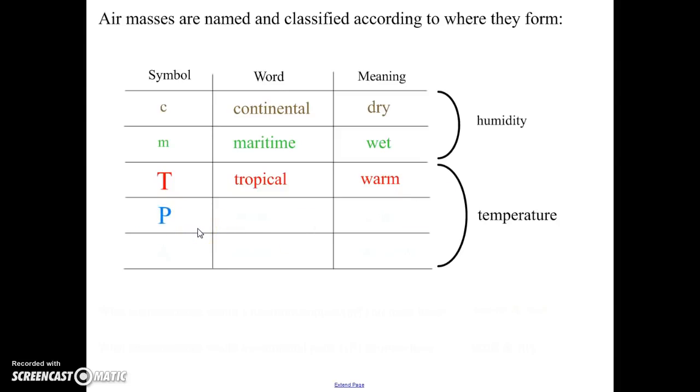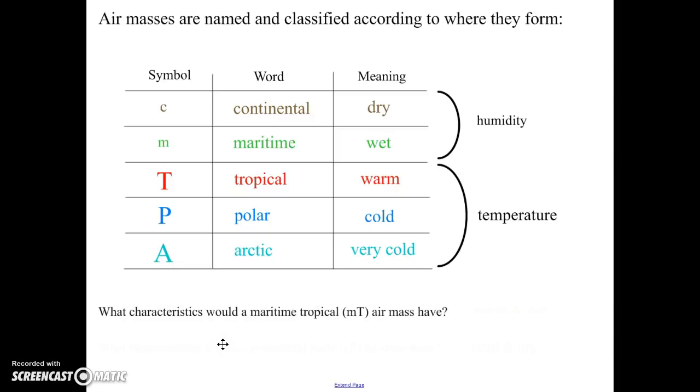If it's a cold air mass, we use a capital P, which represents polar. So think about air closer to the North Pole or the South Pole. That would be very cold. And if the air mass was hanging out in a really, really cold place, we use the letter A, capital A, which represents the word Arctic, which is very, very cold air. So what we do is we use these five symbols, these five words, and we can combine them in different ways to name air masses.